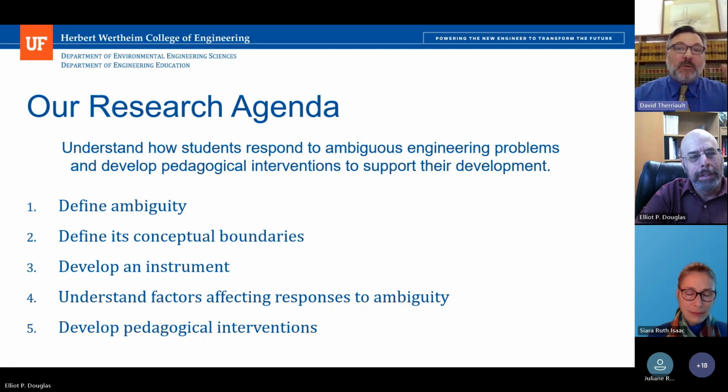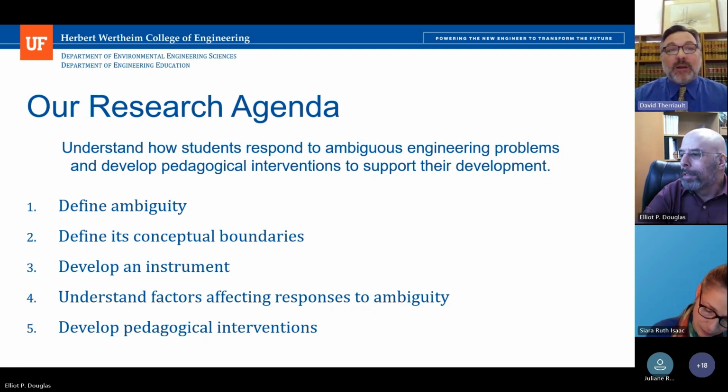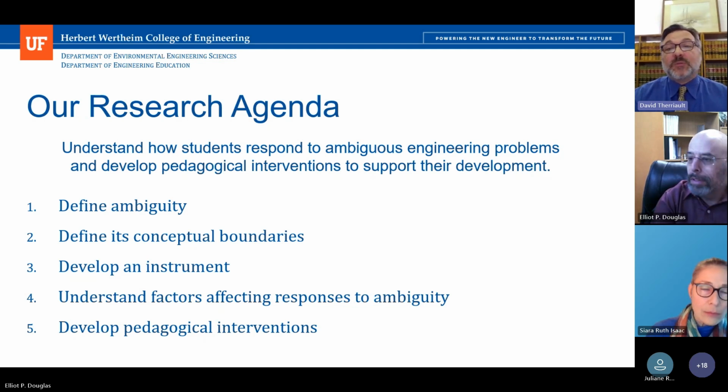So our research agenda is to define ambiguity, find the conceptual boundaries. We're trying to develop an instrument now, understand the different factors that may be affecting ambiguity, and then develop essentially trainings around this that can help students and that we can help to transition students to practicing engineers. Next slide, please.